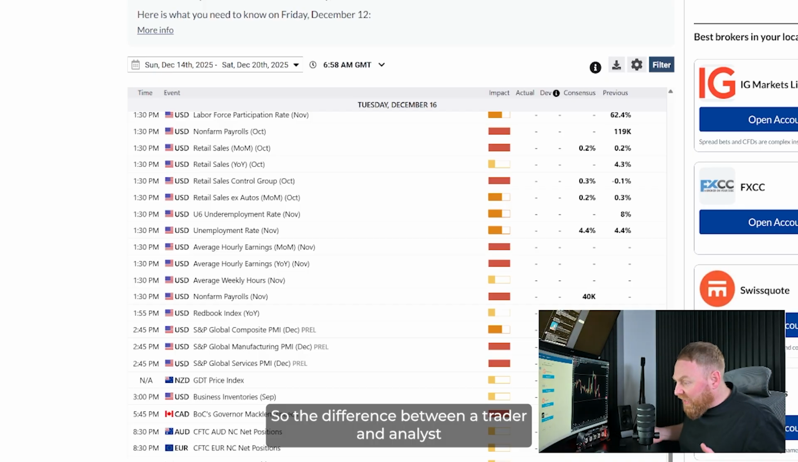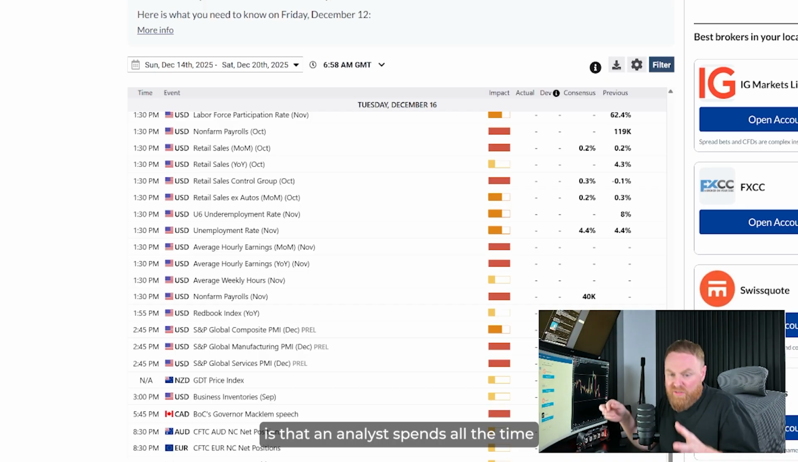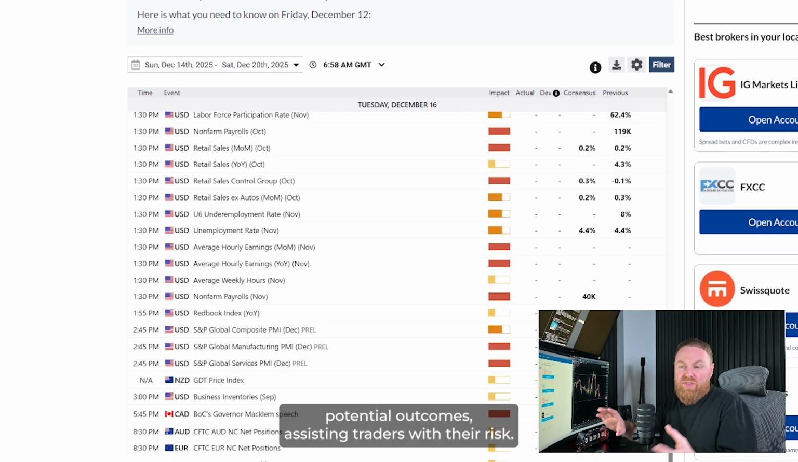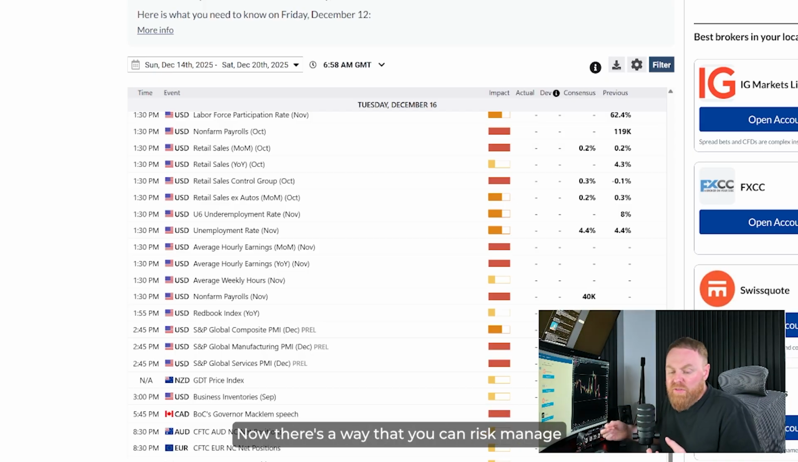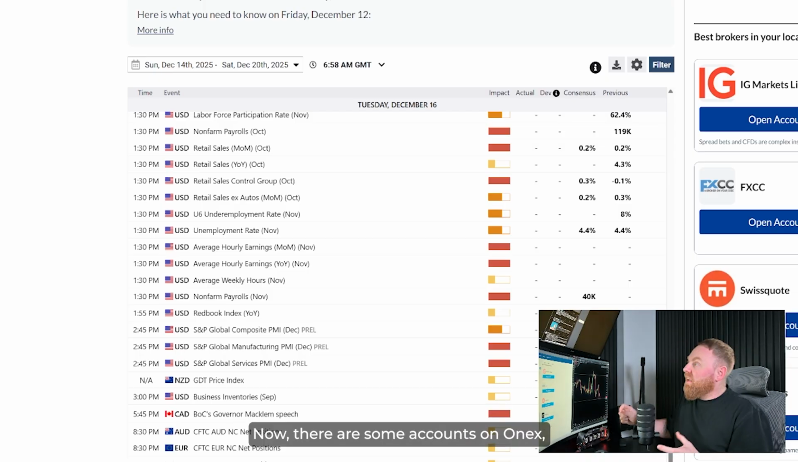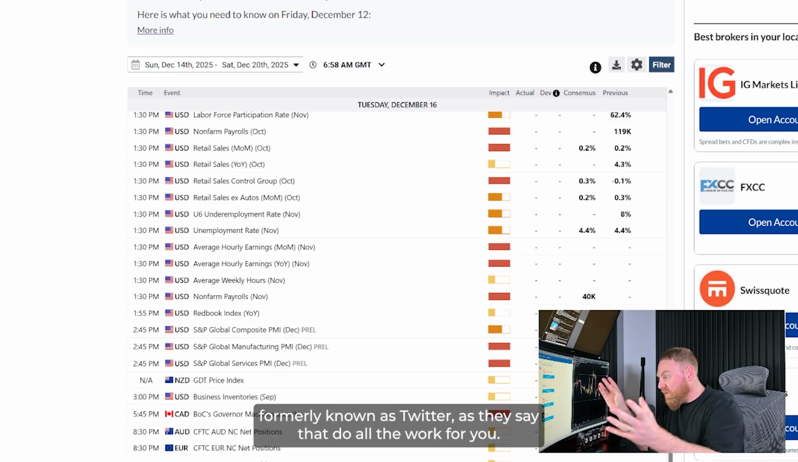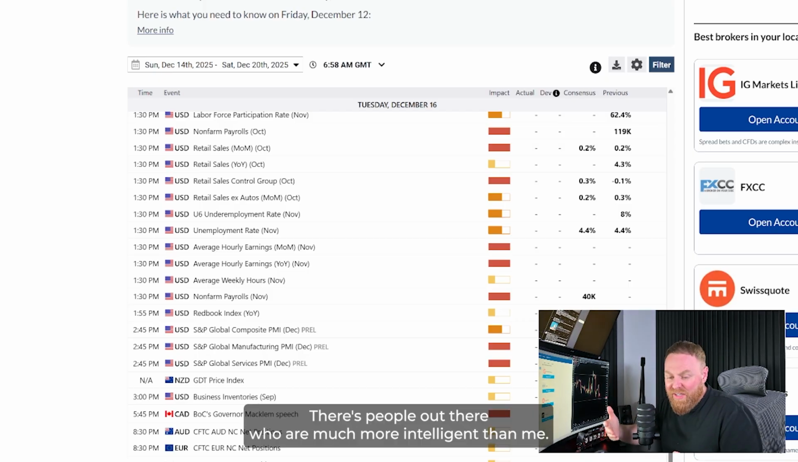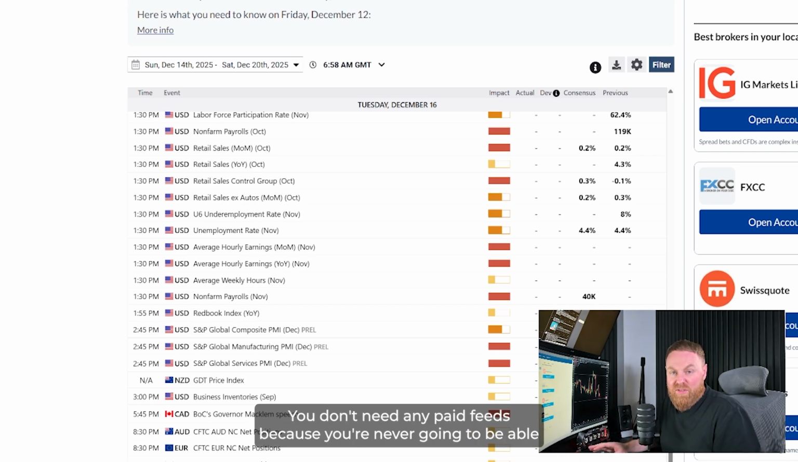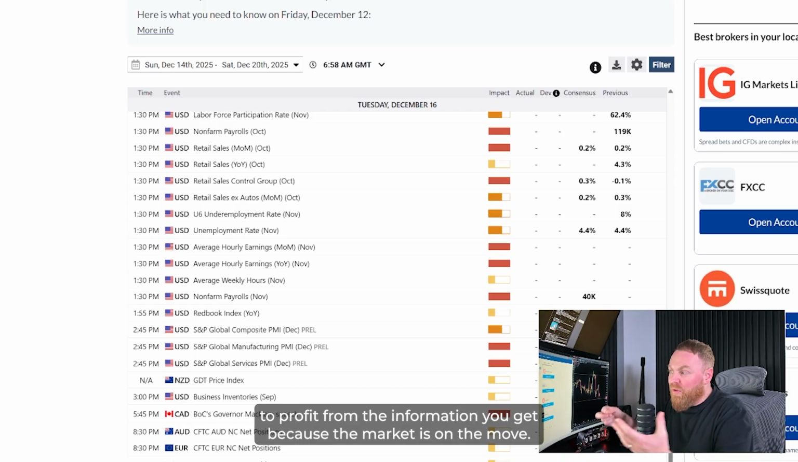So the difference between a trader and an analyst is that an analyst spends all the time looking at the possibilities and potential outcomes, assisting traders with their risk. Now, there's a way that you can risk manage without trying to understand all this information. There are some accounts on X, formerly known as Twitter, as they say, that do all the work for you. There are people out there who are much more intelligent than me, who do this all the time, and they just post it on Twitter. You don't need any paid feeds, because you're never going to be able to profit from the information you get, because the market has done the move already.